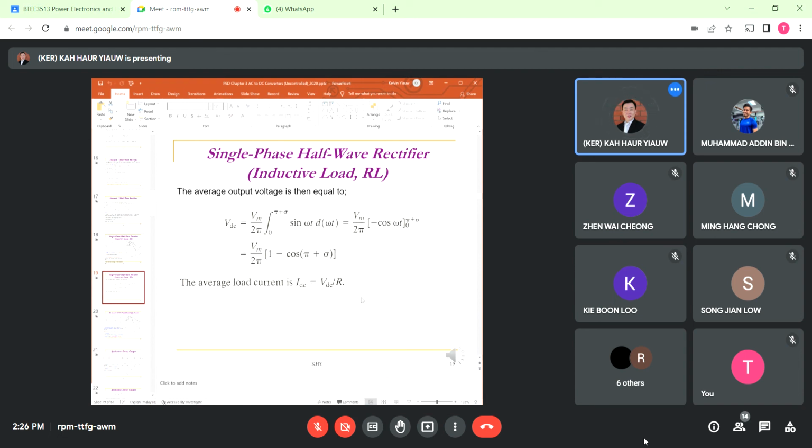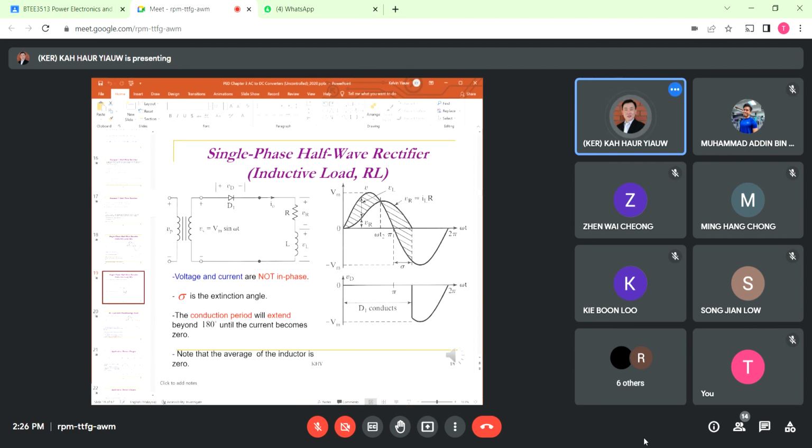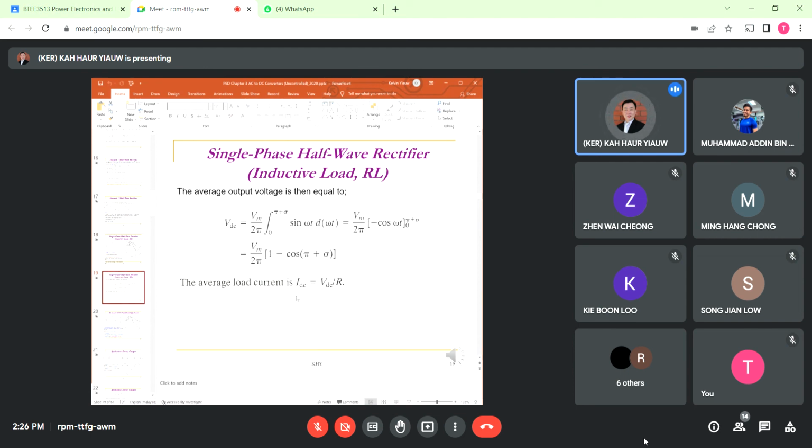Why? Where's the L? Can you tell me why? I'm having the IL load, but when it comes to the IDC here, my IDC is equal to VDC over R only. Where's the L? Why do we not consider the L? Can anyone answer?